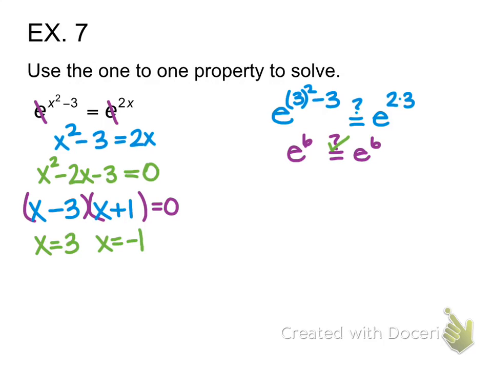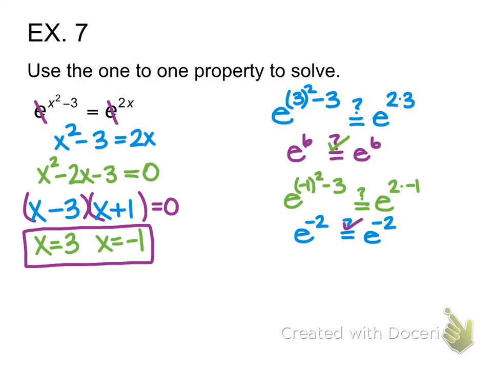That works. Okay, let's try negative 1. So e to the negative 1 squared minus 3, is that equal to e to the 2 times negative 1 power? So negative 1 squared minus 3 is going to be negative 2. And then on the other side, we also have e to the negative 2. So this one also works, which means that both of these are solutions.